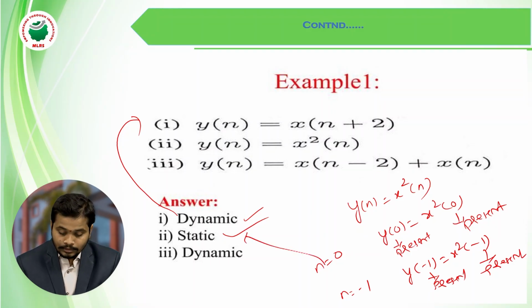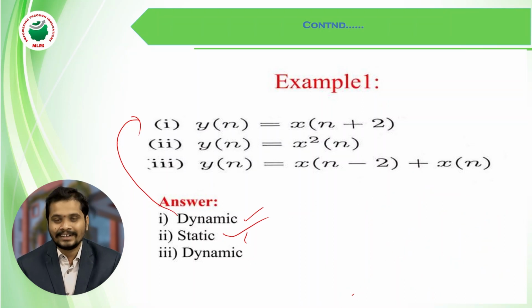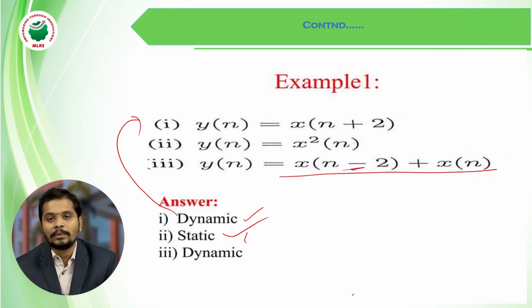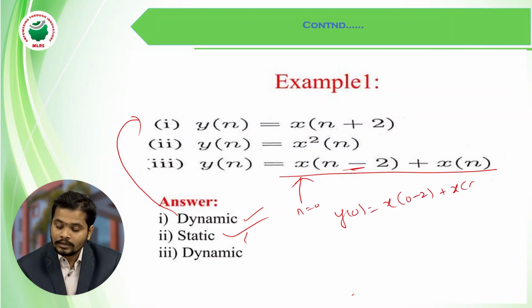We'll see another example here. Already I said earlier that every dynamic system has a difference equation, meaning it is in the form of a difference. So it is dynamic by default, but we will check whether it is dynamic or not. Suppose I am taking n equals 0 in the above equation. Then y of 0 equals x of 0 minus 2 plus x of 0, that is x of minus 2 plus x of 0.